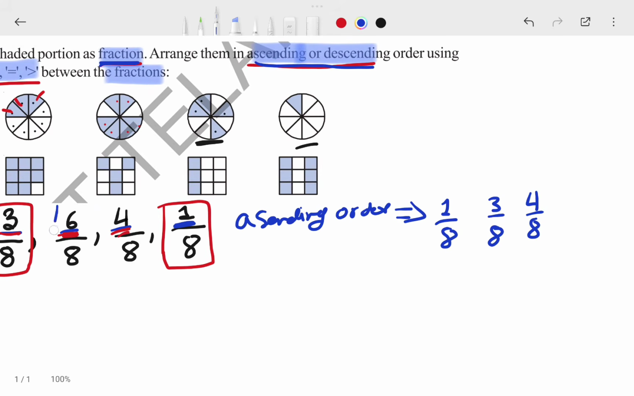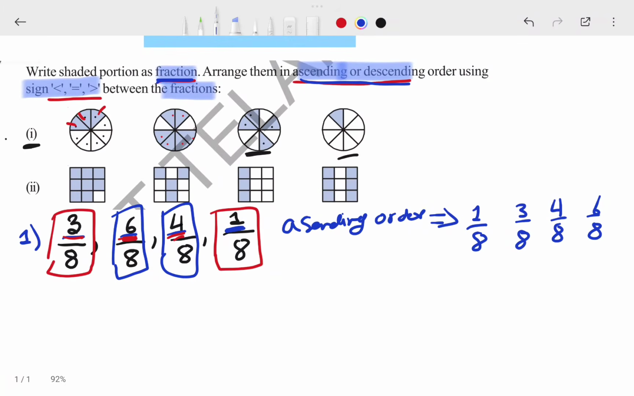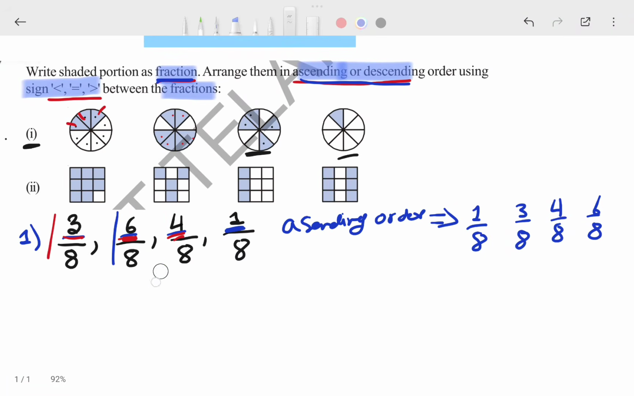Now let's look at this number. This is completed. The last one is 6 by 8. Overall, all are cleared. So here we look at this one. This is our ascending order. We have arranged this into ascending order, but what about the symbols? We have to put the symbols now.